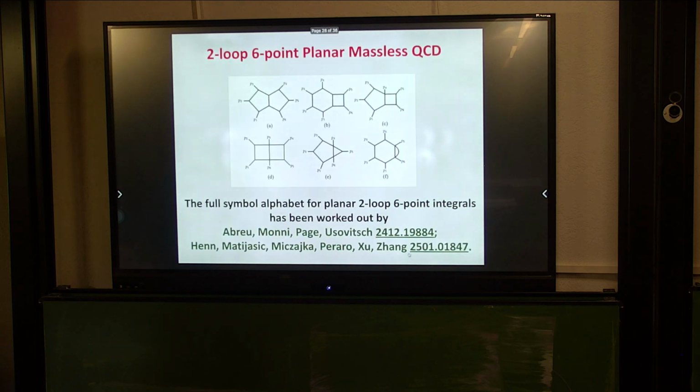Okay, very good. So now, what about 6 points? So 5 minutes on 6 points. That's actually our main interest. The full symbol alphabet for planar 2-loop 6-point integrals has been only worked out recently. So this is very fresh physics work. This is December and January of this year.